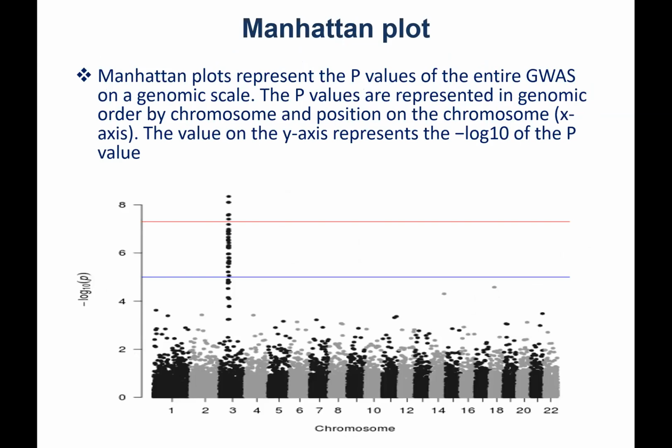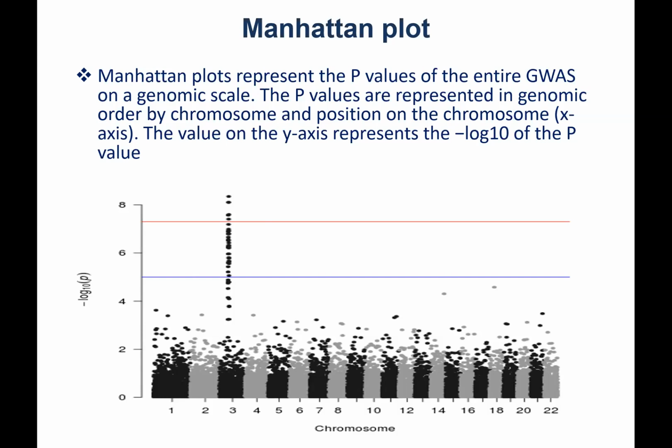The Manhattan plot is actually the most important feature in a GWAS study. This picture shows the Manhattan plot. Each dot represents a SNP, a sequence variant. We calculate the p-value of each sequence variant. Then these p-values are plotted by genome position, from chromosome 1 to chromosome X. The y-axis is their log p-value.